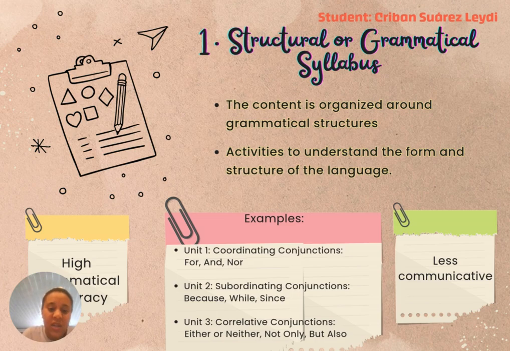In my example, I am using the conjunctions, and the unit 1 could be coordinating conjunctions for and now. Unit 2, subordinating conjunctions because, while, since. Unit 3, correlative conjunctions, either or neither, not only but also. These are grammatical issues, as could be verbs, nouns, tenses, etc.